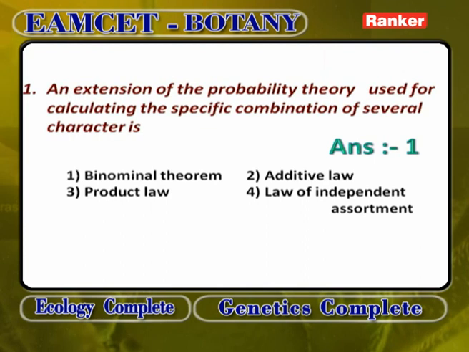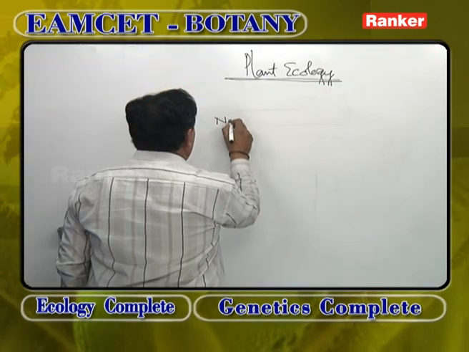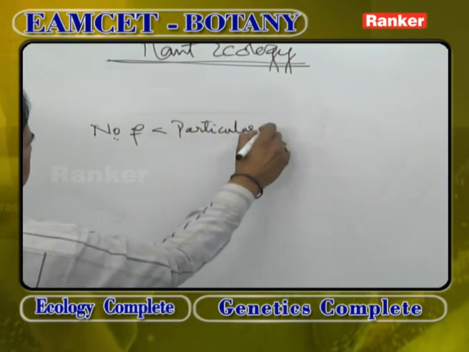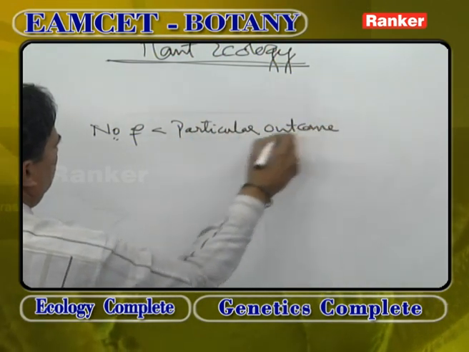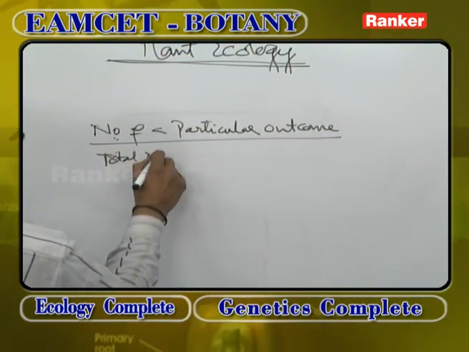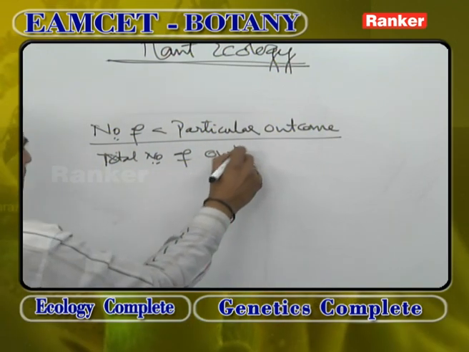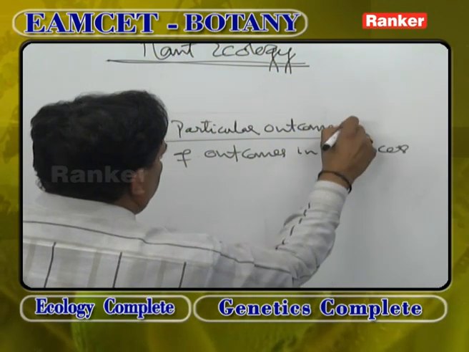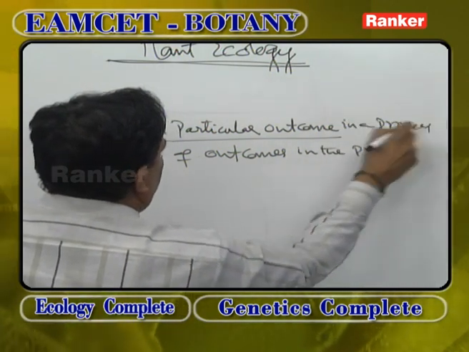First question: an extension of probability theory used for calculating specific combination of several characters is. So, actually we use probability theory. What is probability theory? Probability means the number of a particular outcome in a process divided by the total number of outcomes in the same process.